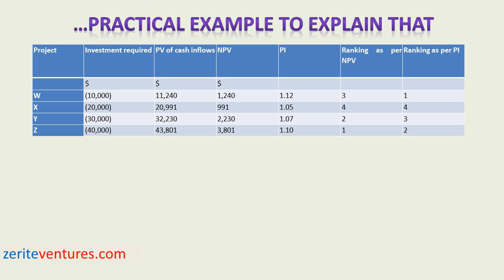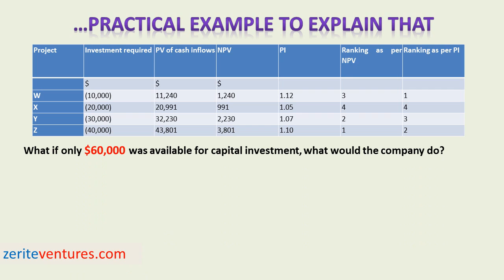Here's a practical example to explain that. Assuming that ABC Limited is interested in 4 projects, that is W, X, Y, and Z. The relevant details are as follows. So we have the projects W, X, Y, Z, the investment required, the present value cash inflows, the NPV, the profitability index, ranking as per NPV, and ranking as per the PI. Without capital rationing, all 4 projects would be viable investments. What if only $60,000 was available for capital investment? What do you think the company will do?